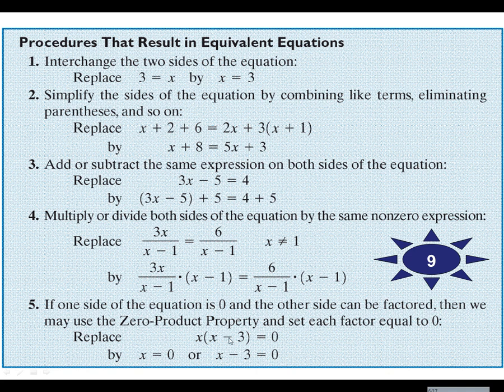And then lastly here, if you can factor and the other side is 0, then both terms, or all your terms if you have more than 2, get to be set equal to 0. x equals 0 and x minus 3 equals 0. So a nice handy little list of tips. You might want to pause the video and get that down. All right, but once you have that, take a look at problem 9 in the textbook.